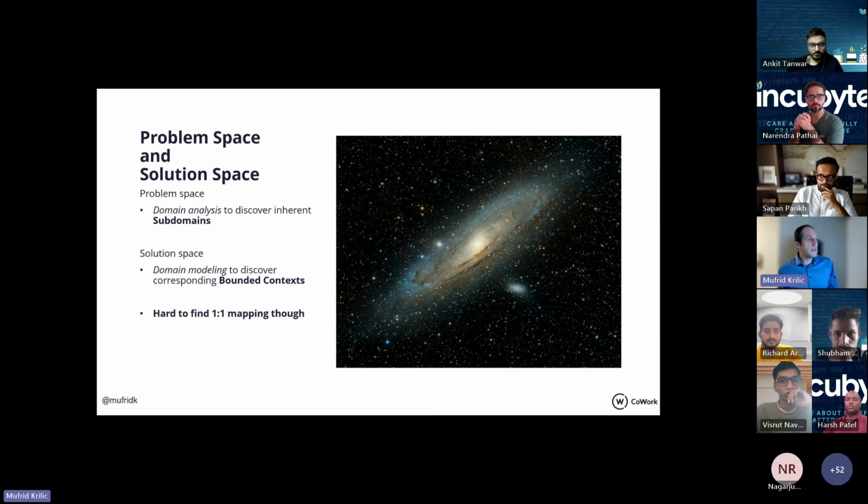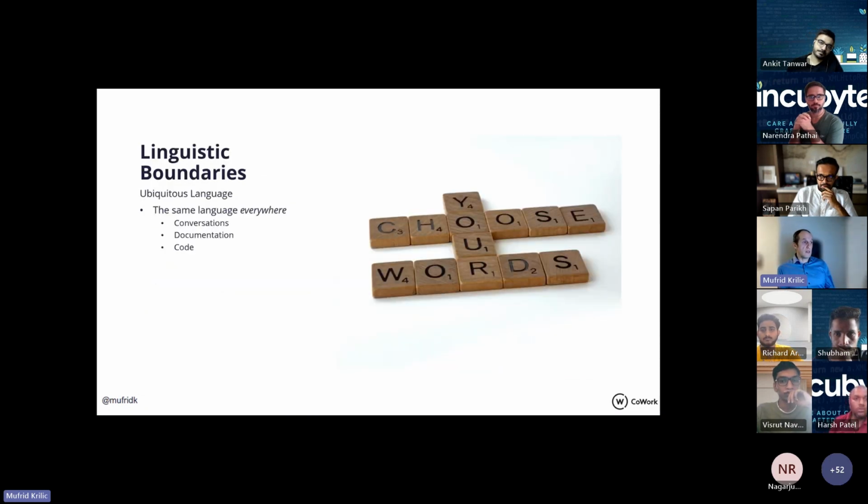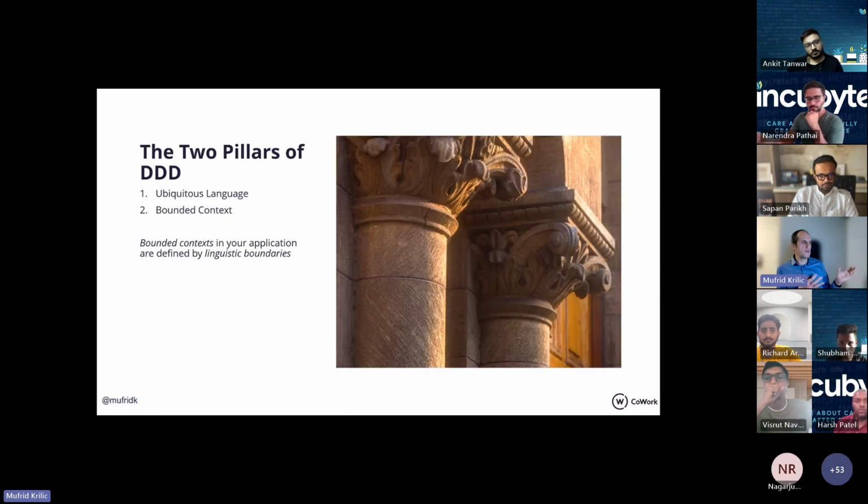The boundaries in the system, according to domain-driven design, are linguistic, meaning that the language of the business guides the boundaries of your system. Once you accept the boundaries are linguistic, you use the same language within the boundary everywhere. You will have different dialects in your system, that's fine, but within every dialect, every boundary, you use the same meaning, the same semantics, which gives us two pillars of DDD: ubiquitous language and bounded context.